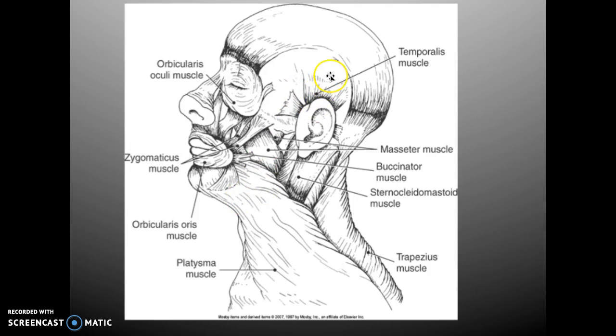The temporalis muscle, we have the masseter, there's two of them there, the buccinator, and we have the sternocleidomastoid. Here's the trapezius with the platysma muscle over the top.